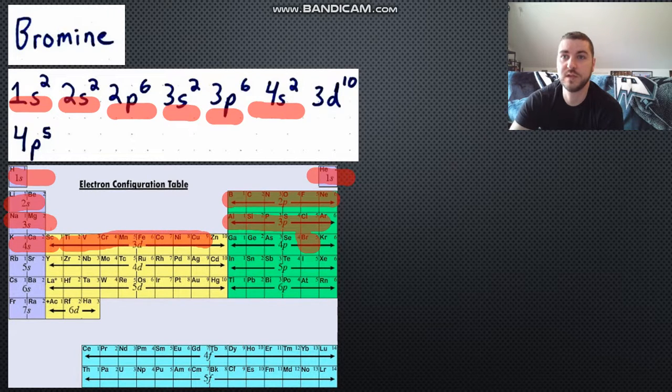We'll fill 3d. This is what usually tricks people. You're in the 4th row, but you go 4s2 and then you hit 3d. So that's something you'll definitely want to pay close attention to. And then you get to 4p5. 1, 2, 3, 4, 5 till you hit bromine. And if you add up all of these exponents, you'll notice that they will add up to 35, which is good because that's the total number of electrons that bromine has.